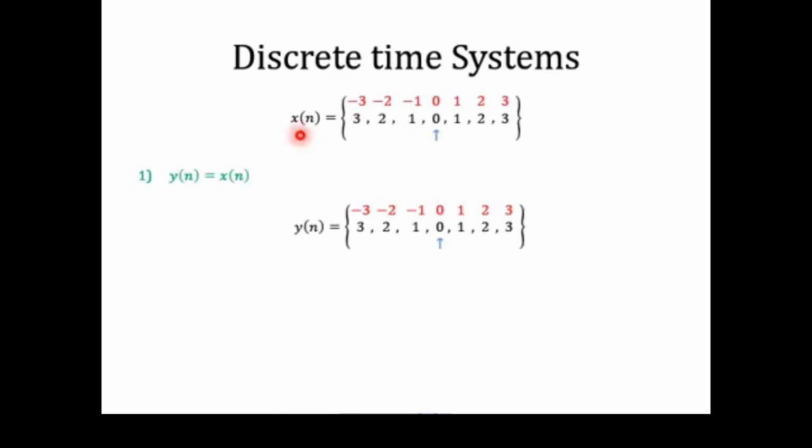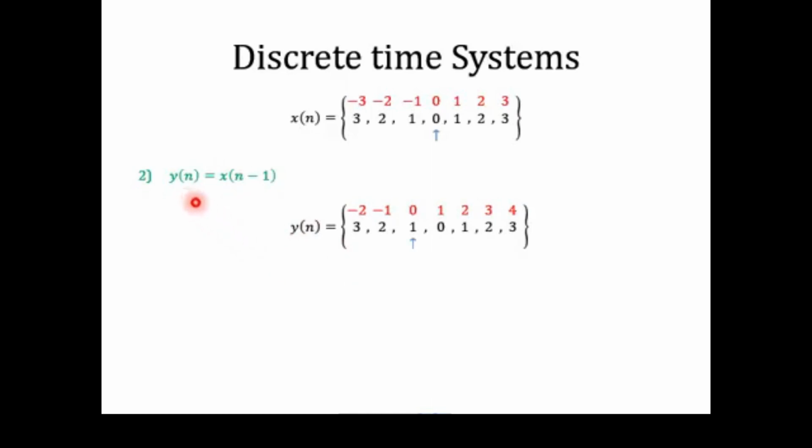So the first step is we have to find the sequence of x of n because x of n was given to us in the functional form. X of n was equal to mod of n where n was equal to from -3 to +3. So when we will put -3 to +3 in mod of n, we will get 3 2 1 0 1 2 3. So in the first case where y of n is equal to x of n, which is the case of identity system, y of n sequence will be exactly equal to the x of n sequence.